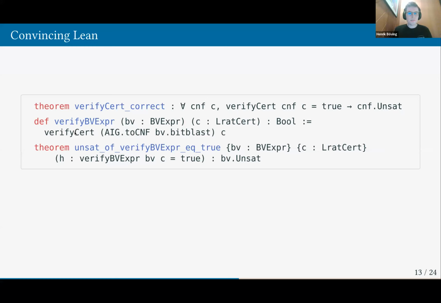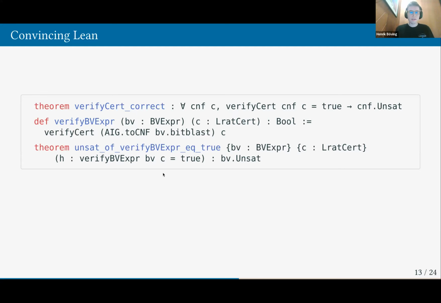And then we can write this function here, which takes our bit vector expression that we previously recovered from the proof state and the LRAT certificate. And then it performs bit blasting on that bit vector expression. It turns it into a CNF, and then finally runs the certificate checker on that. And then using this theorem and all of the theory about circuits and so on that we built previously, we can prove that if this verify function outputs true, this BVExpr is unsatisfiable. So the only thing left is basically, how do we convince Lean that this very computationally expensive function outputs true?